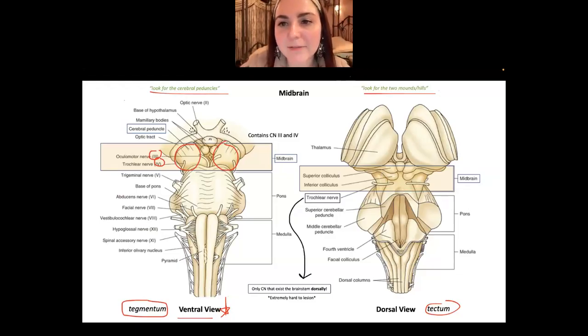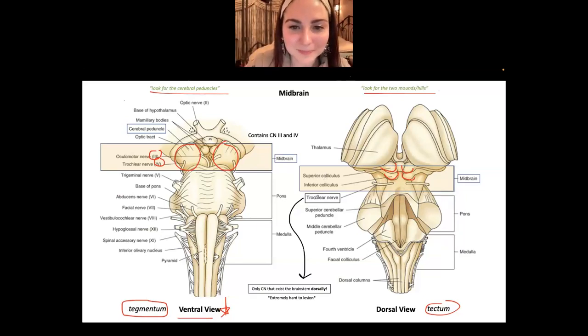All right. And then if you look on the dorsal view, the back of the midbrain, they look for the two mounds and hills, basically. They call them little hills and mounds in the midbrain. But you can also just look for the topmost part of the brainstem, and you're like, cool, that's probably the midbrain. That's not the big bulge.